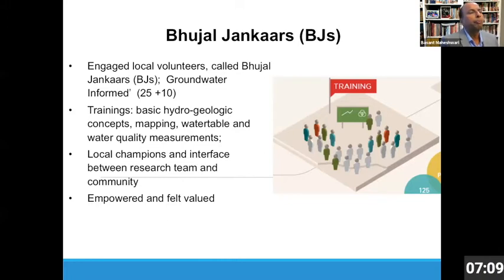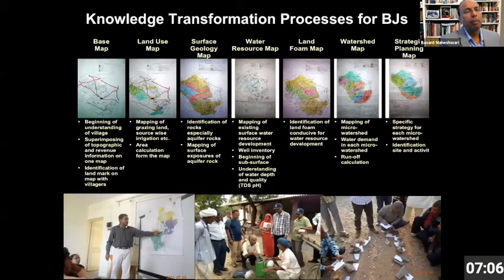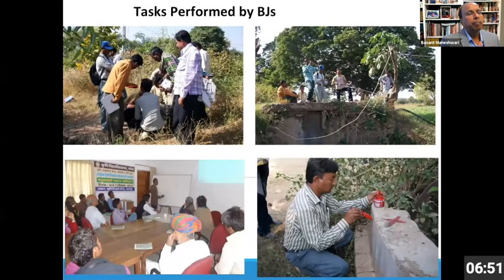Next one, please. So they went through all sorts of field training, classroom training, mapping, and so on. And so they really became local knowledgeable people. Next one. So these are the pictures showing different field activities. So working in the field in terms of understanding the geology of the area, some classroom training, and on the bottom right side, this is one of the BJs marking the well, and so on.